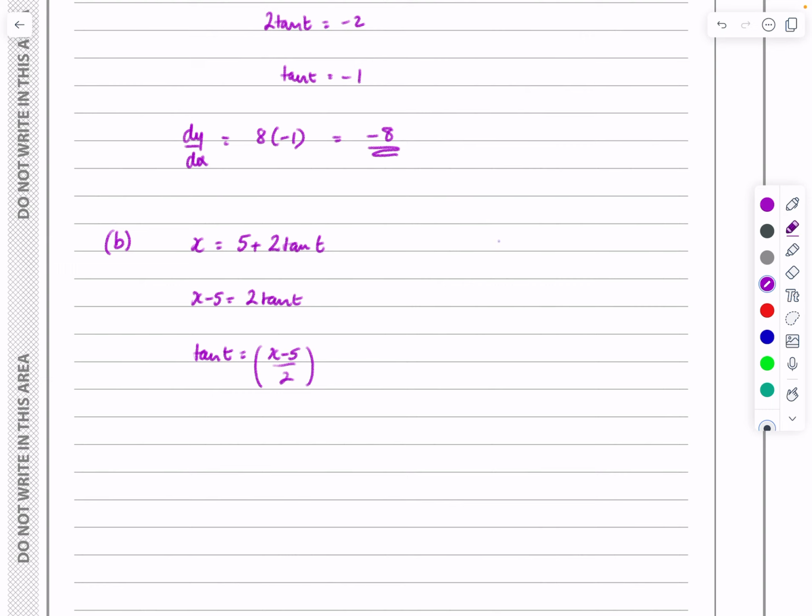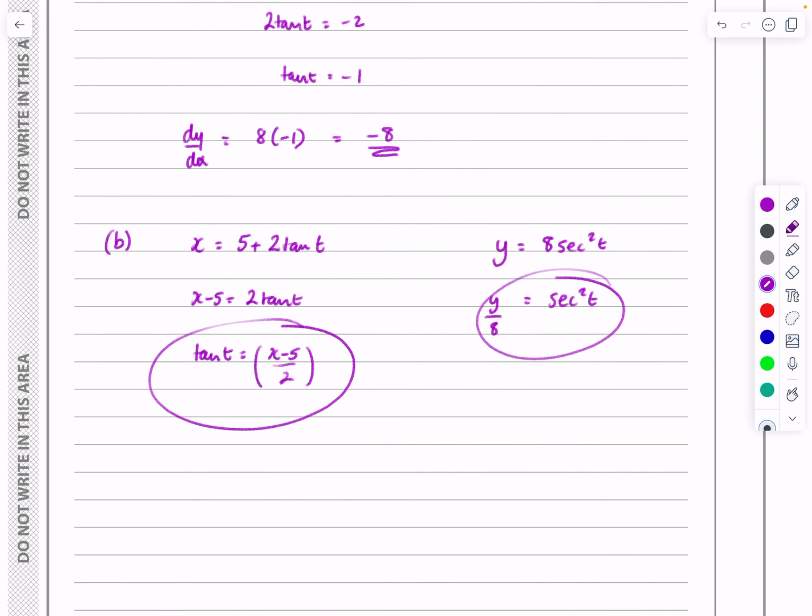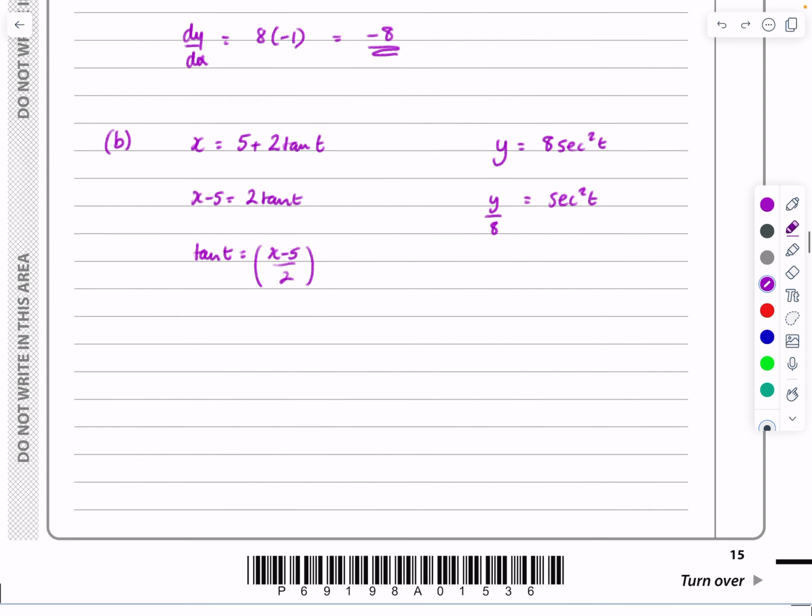From the other one, I've got that y is equal to 8 sec squared t, so straight away I can get sec squared. So sec squared is equal to y over 8. And now these two things here, I'm going to plug into the identity. We know that 1 plus tan squared is equal to sec squared, and now we can just chuck in everything. So 1 plus, in this case, (x minus 5 over 2) squared is equal to y over 8.